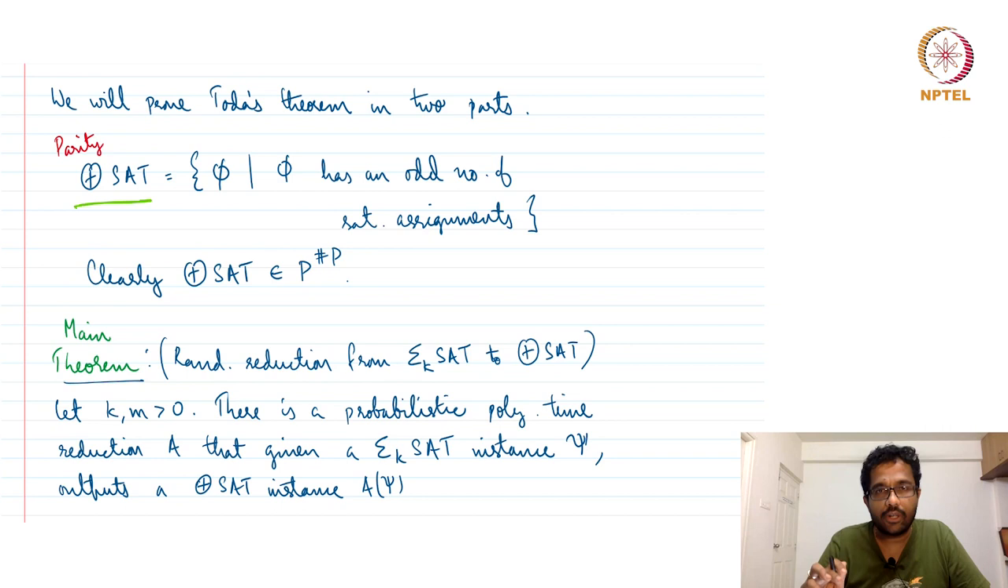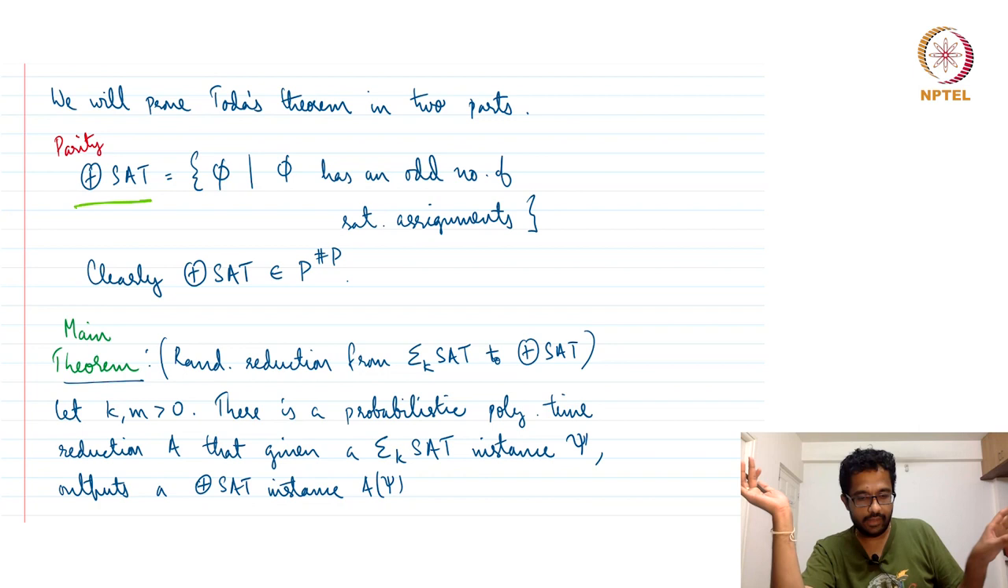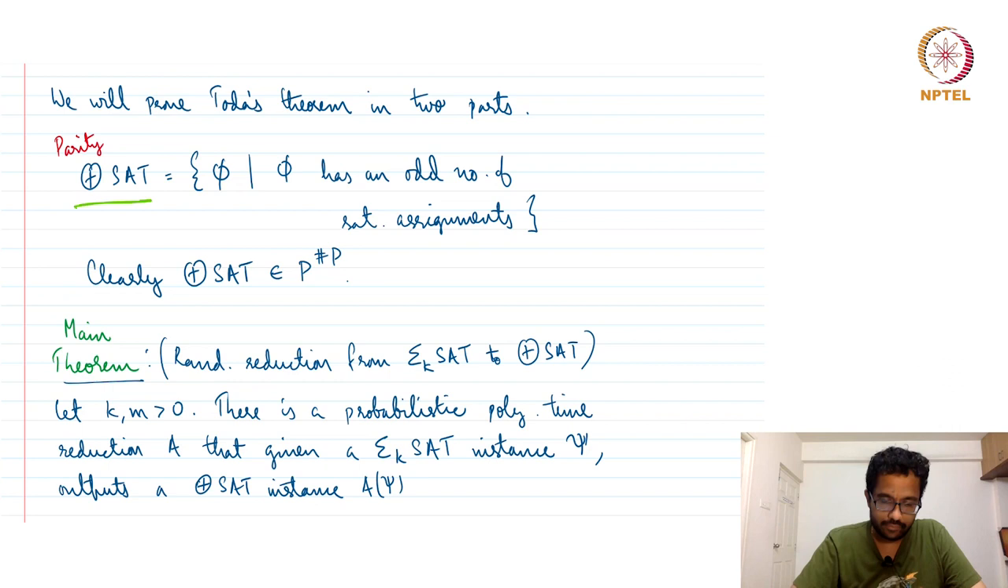So any formula has some number of satisfying assignments. That number could be 0, could be 1, could be 2 to the n. It could be odd or even. So whatever has an odd number is in this parity SAT. Clearly, parity SAT is a language, right? Because everything is odd or even, right? So parity SAT is a language. It's not a promise problem or anything, right? It's not a function as well, right?